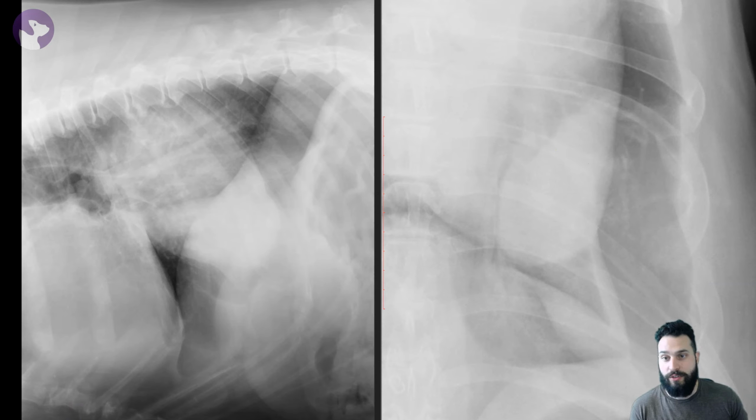And I hope this has been helpful the next time you're trying to evaluate a thoracic mass in a dog and determine where it might be coming from.